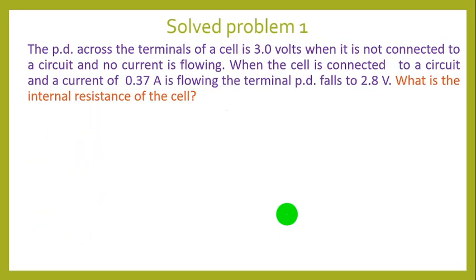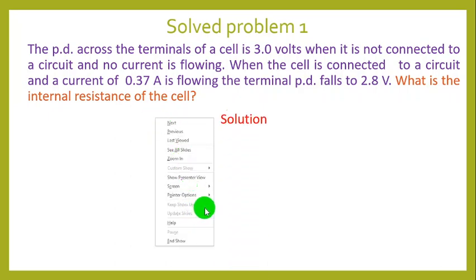The first question I'm having here is on terminal potential difference. The terminal potential difference of a cell is 3 volts when it is not connected to any circuit, meaning when no load is connected to it, when it is open circuit, the terminal PD is 3 volts. Then when the cell is connected to a circuit and a current of 0.37 amp is flowing, the terminal potential difference falls to 2.8 volts. What is the internal resistance? That is what you are required to find in this question.